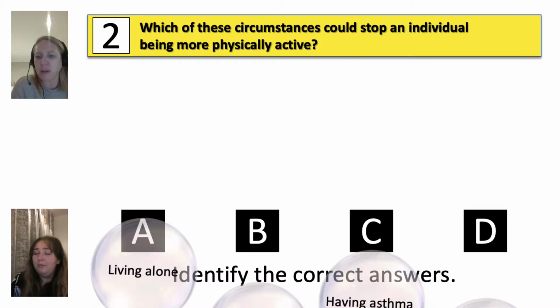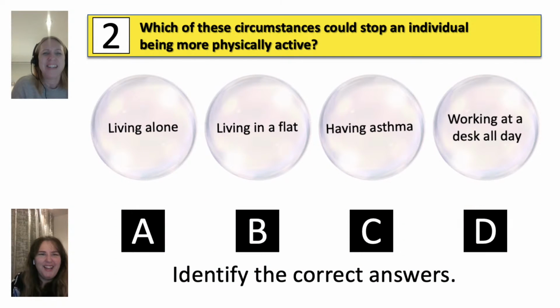We get a round of applause. Well done, all of you guys. So which of these circumstances could stop an individual from being more physically active? So we've got living alone, living in a flat, having asthma, working at a desk all day. What do you think? A, B, C, or D? 1 or 2 of them, or all of them? If you're trying to be more physically active, trying to do more exercise, which of these could stop you? What do you reckon?